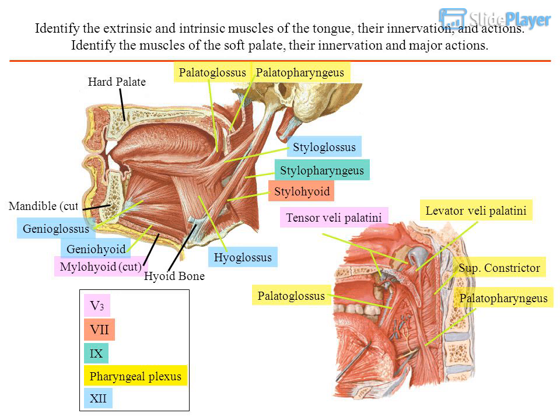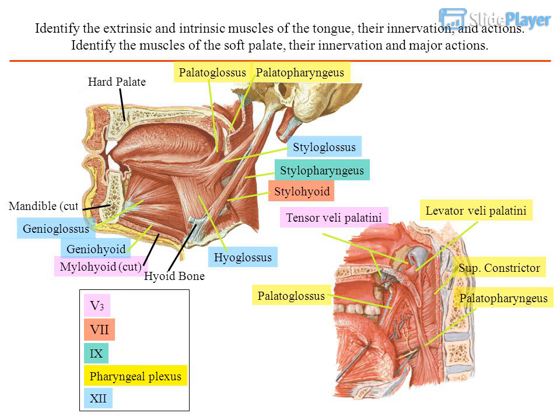Identify the muscles of the soft palate, their innervation and major actions. Palatoglossus. Palatopharyngeus. Hard palate. Styloglossus. Stylopharyngeus. Stylohyoid. Mandible, cut. Levator veli palatini. Tensor veli palatini.